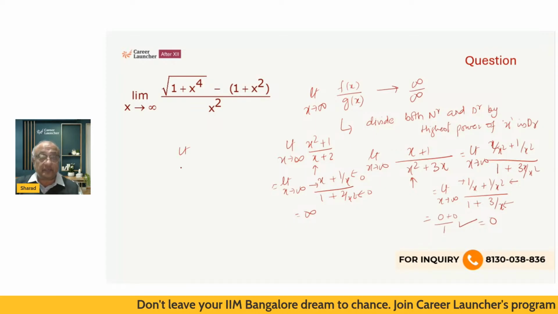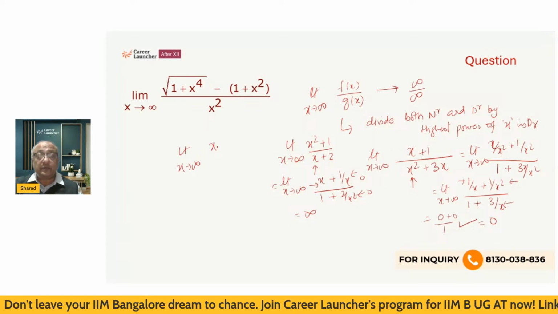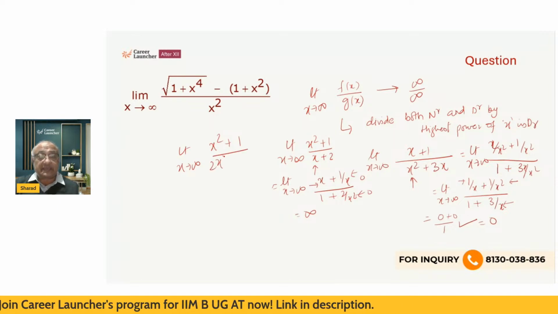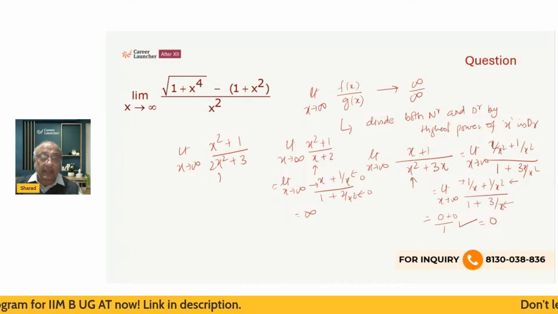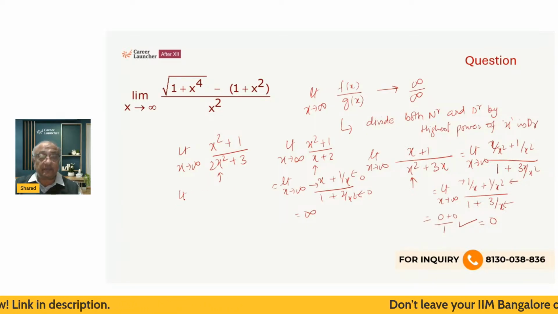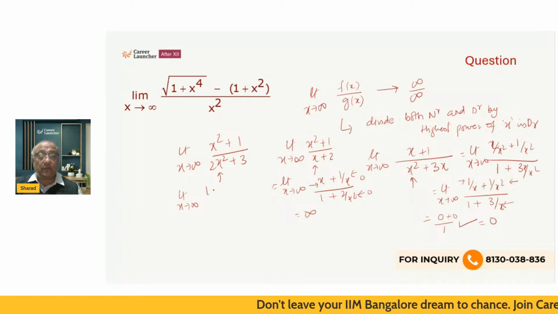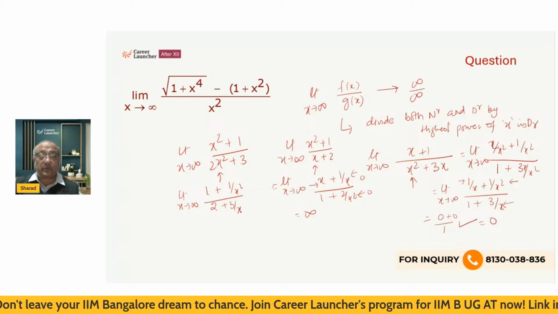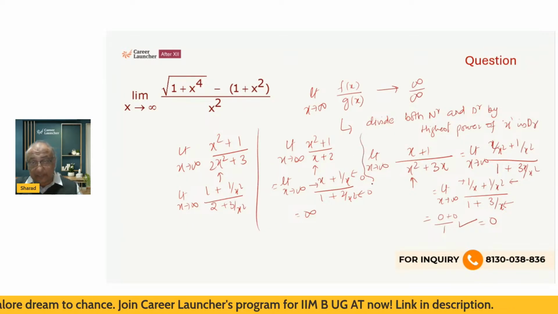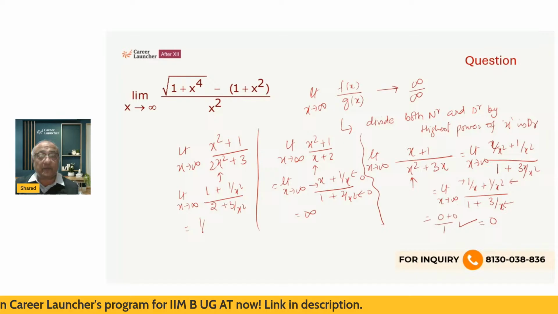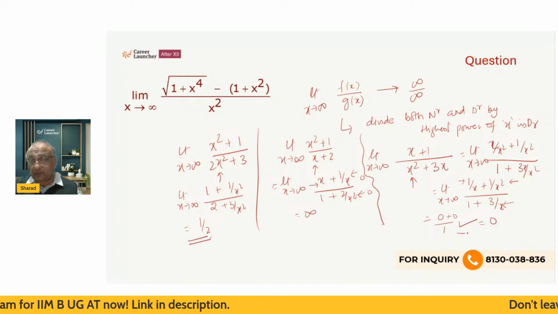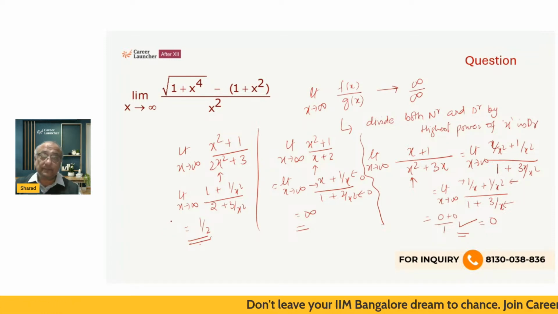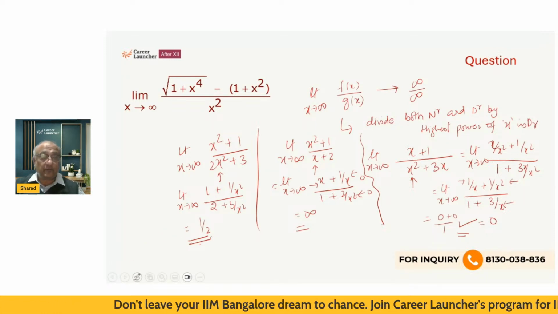Understood? The third variation. Limit x tends to infinity, suppose you have (x square plus 1) upon (2x square plus 3). Now again I'll divide by x square and let us see what answer we get. Limit x tends to infinity, (1 plus 1 by x square) upon (2 plus 3 by x square). So these three types of questions are there. To clear this concept, you will get 1 by 2 as an answer. So the answer can be 0, infinity, or 1 by 2. Understood? Take a screenshot, note it down, whatever you want to do.